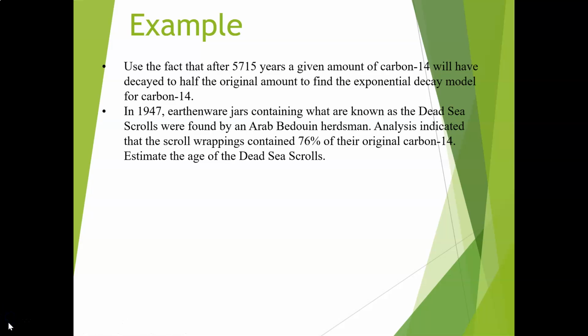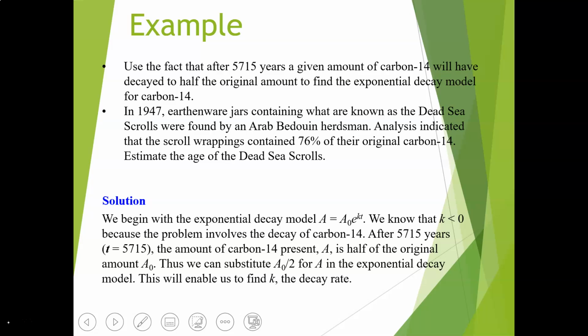All right, running through it. Let's make sure we've got this right. So we start off with A equals A naught e to the kt. Substitute in the value and find the K value for carbon-14 using the new number of 5715 instead of 5750 from the previous question.